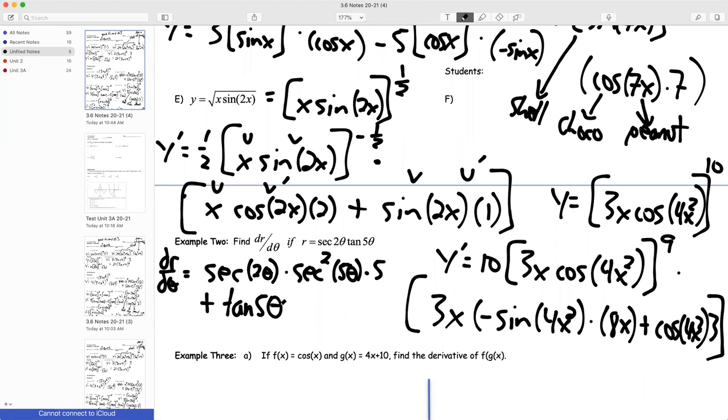What's the derivative of the secant of x? Secant x tangent x. So the derivative of secant of 2 theta is going to be secant 2 theta tangent 2 theta times 2. Why is it times 2 and not 4? Well, it is the inside, but I'm taking the derivative of 2 theta here, which is just 2. So it's secant 2 theta, tangent of 2 theta.